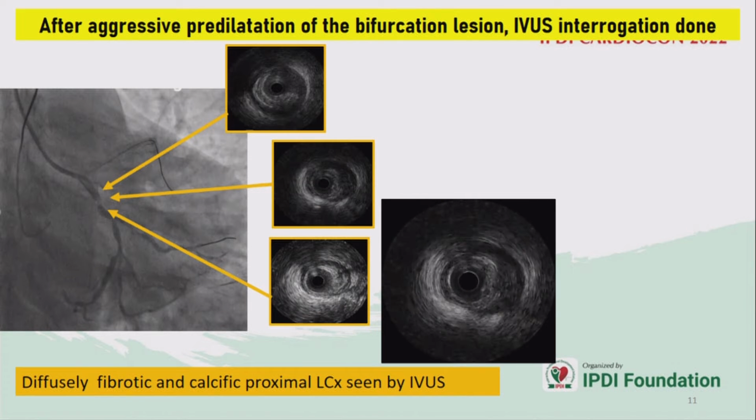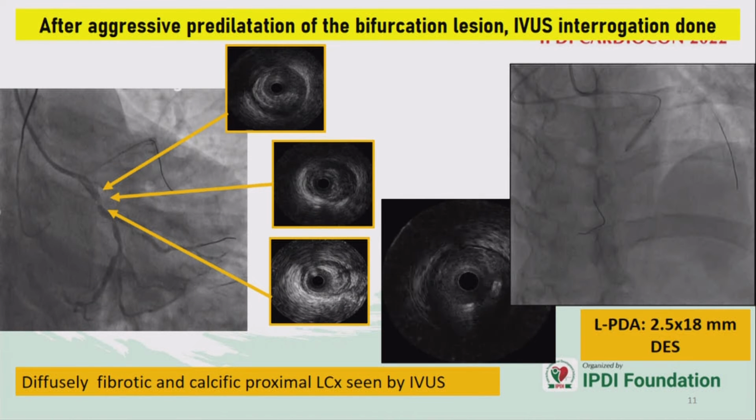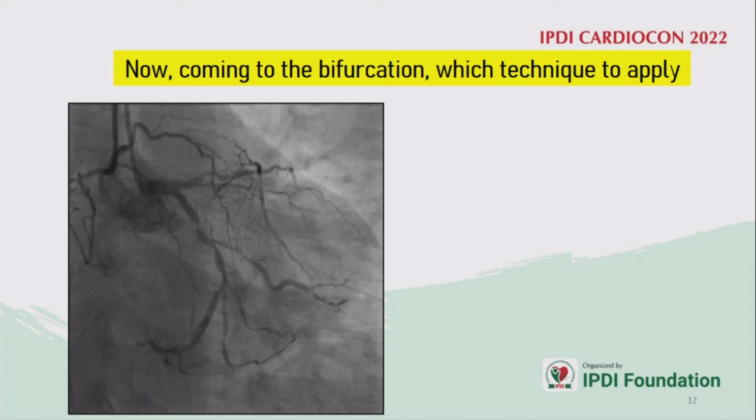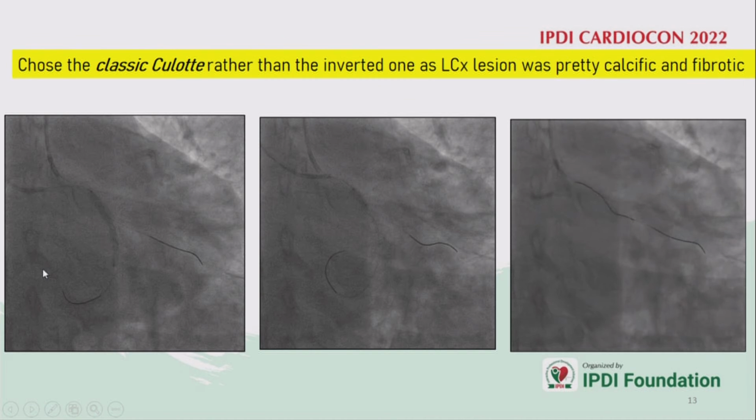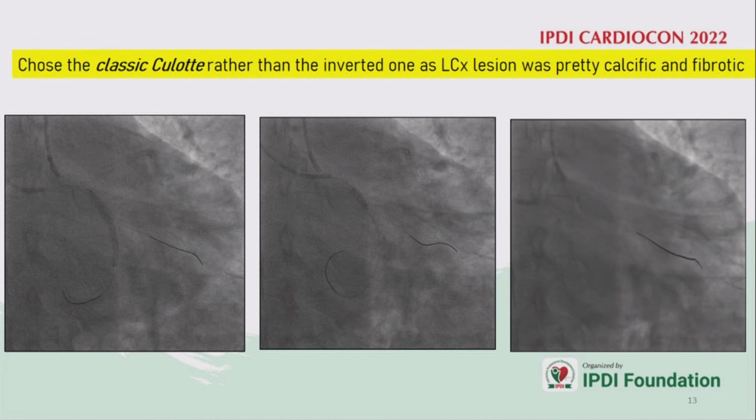After aggressive predilatation of the bifurcation lesion, we did an IVUS interrogation, stented the LPDA with a 2.5 by 18 millimeter drug-eluting stent. And now coming to the bifurcation, we have here an acute angle, not really any discrepancy between the diameter of the main branch and the side branch. And although it's not a 1-1-1, we decided to stent main branch distal to proximal main branch by using that first lesion in the proximal circumflex also as part of the bifurcation. And this is where we again use the ping-pong technique, where one wire is engaged through one guide, another wire is deployed through the other guide, and the stent was used through one of the guides across into the proximal to distal main branch.